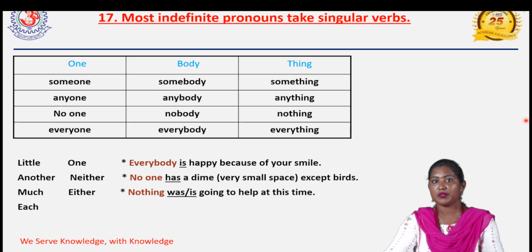Everybody is happy because of your smile. Nobody has a dim. Dim means very small space. So we know only the bird's nest is very small, where others cannot find space for living. So I think no one has a dim. Nothing was going to help me at this time. So these are a few examples. I think it is very clear. Most indefinite pronouns definitely take only the singular verbs.